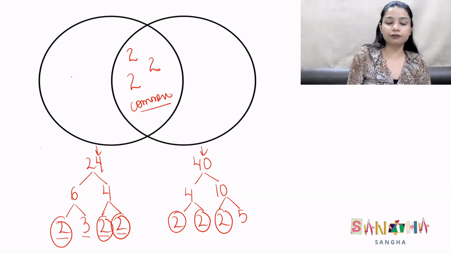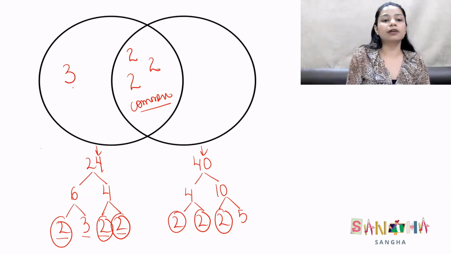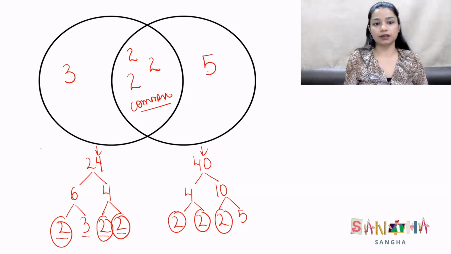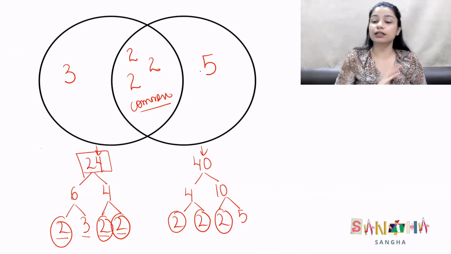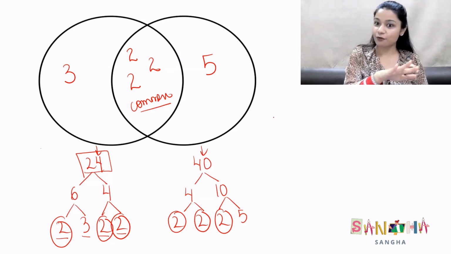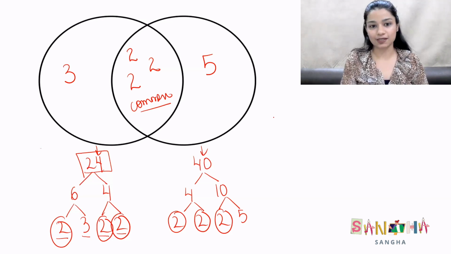And we don't have 3 as a prime factor for 40. This is uncommon. So I am writing 3 in this area, and I'm writing 5 in this area. I hope this is clear to you, right? That is it. I am explaining it to you, and it is taking a little more extra time. But once you get used to it, it is super duper easy. That's it. We are done. We have got our LCM and GCF.